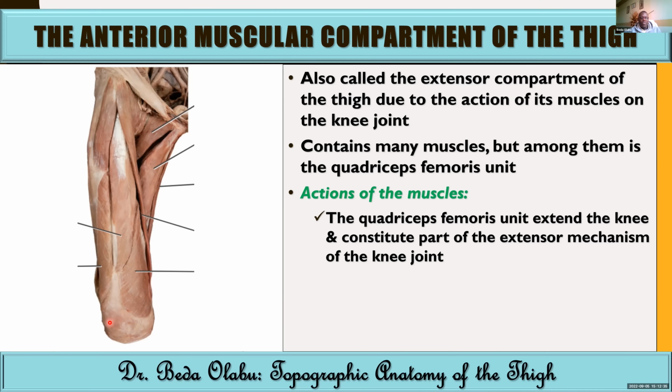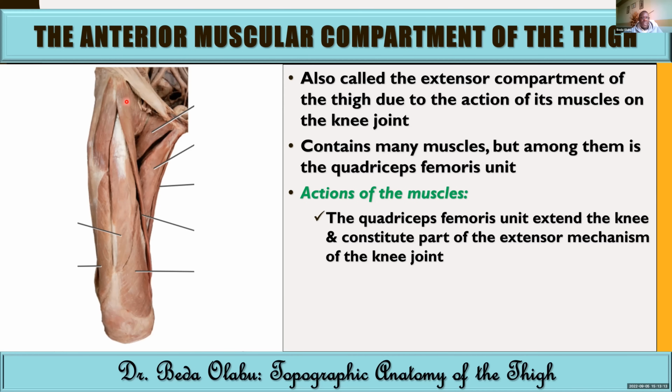So the quadriceps femoris unit, quadriceps tendon, the patella, the patellar ligament, and lastly, the tibial tuberosity. Those 5 constitute the extensor mechanism or the extensor apparatus of the knee. In addition to extension at the knee, the rectus femoris muscle, this one, also causes flexion at the hip.